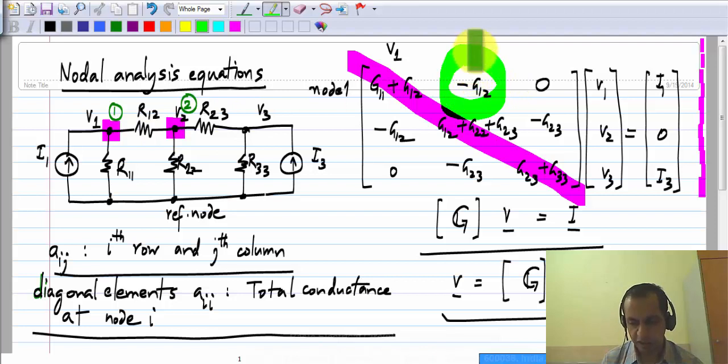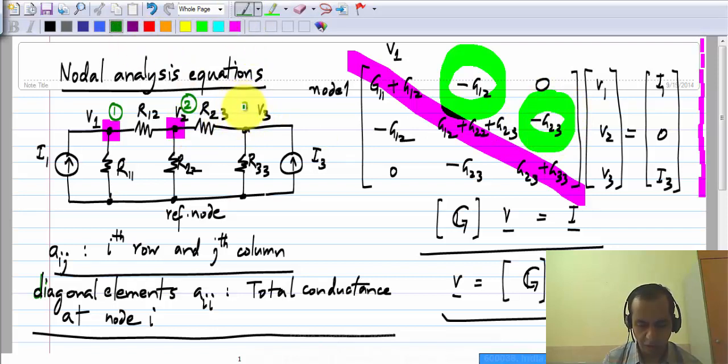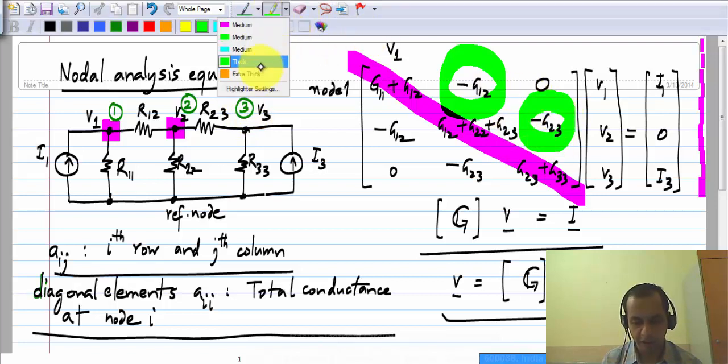So basically, the element A12 of the matrix is nothing but the negative of the conductance connected between node 1 and node 2. Okay, so you can go through the remaining entries of the matrix and easily verify that that's the case. For instance, the element A23 is the negative of conductance connected between nodes 2 and 3. Okay, and there is a reason for it, which is pretty obvious also.